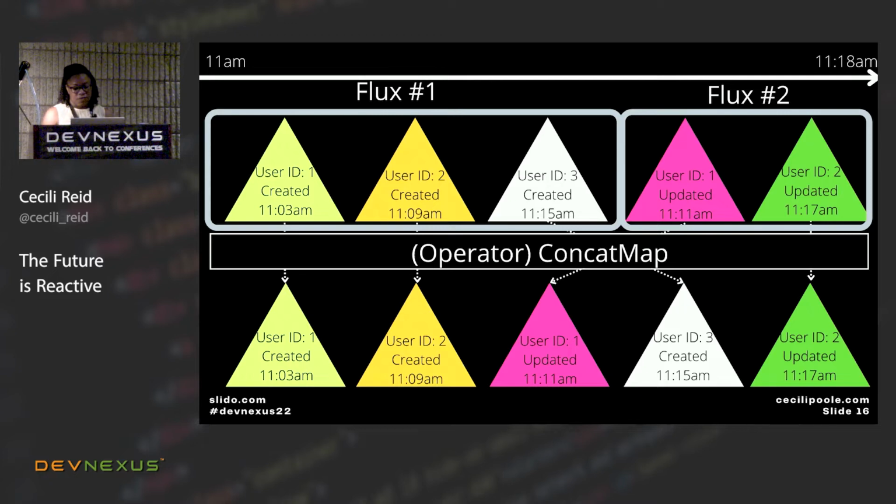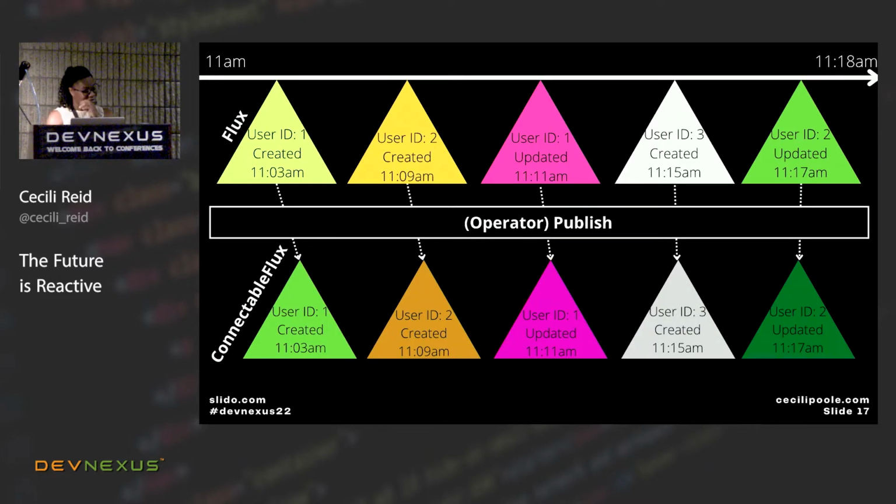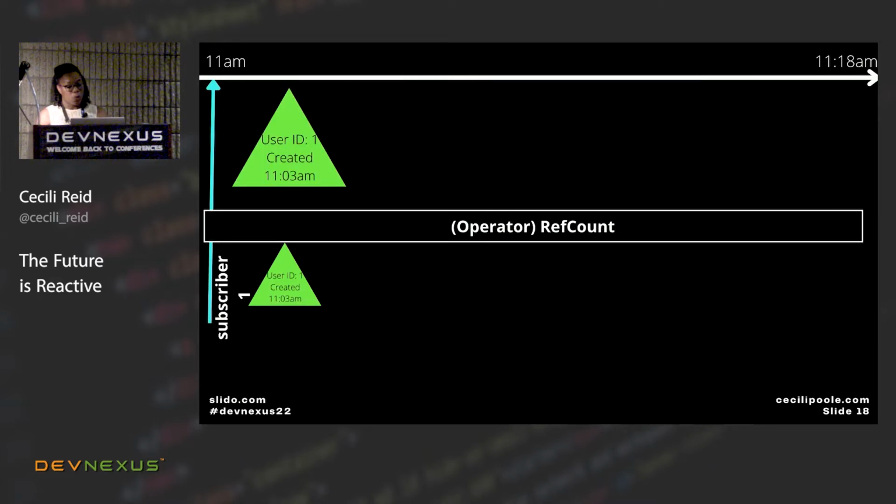Once I have this flux of triangles at the bottom, I pass it to yet another operator called publish. So what publish does is it actually shares my flux with the ability to have multiple subscribers listen to these events. One key thing here is I'm changing from a flux to a connectable flux. The operators on connectable flux will, of course, be different. The behavior will be different.